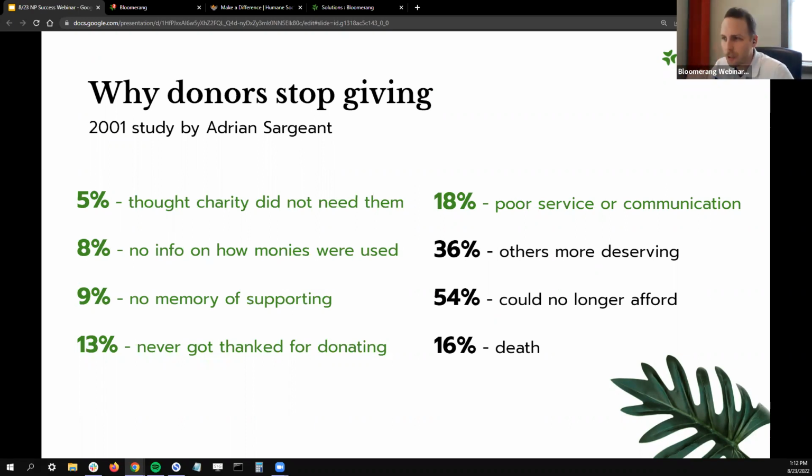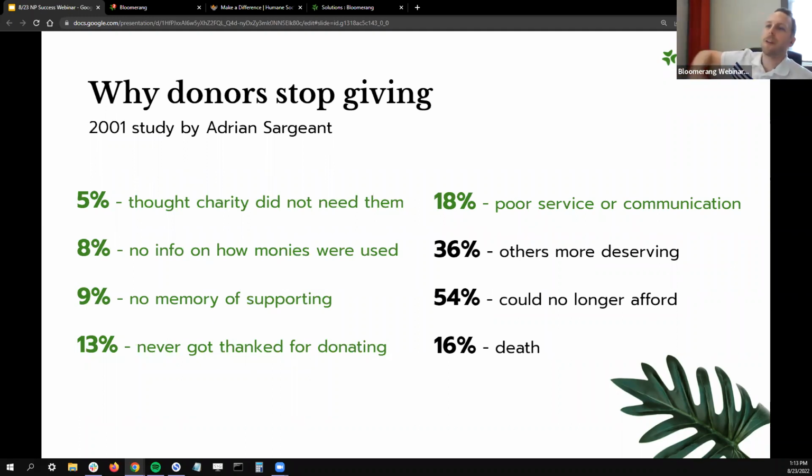And I want to point out the ones in green compared to the ones here in black. All the ones in green are something that you as a nonprofit can control. So for example, never getting thanked or poor communication or no information on how the funds were used. These are, I wouldn't say simple problems to fix, but I would say they're straightforward. If you total these up, a large chunk of your donor base is not giving due to just not having enough info or not having enough cultivation.